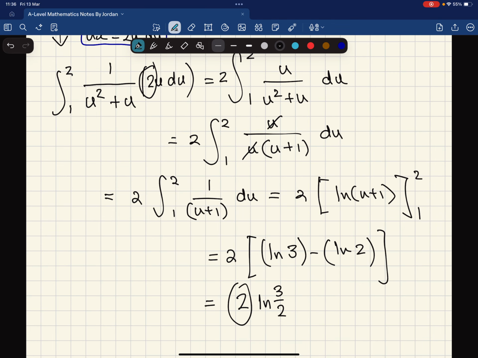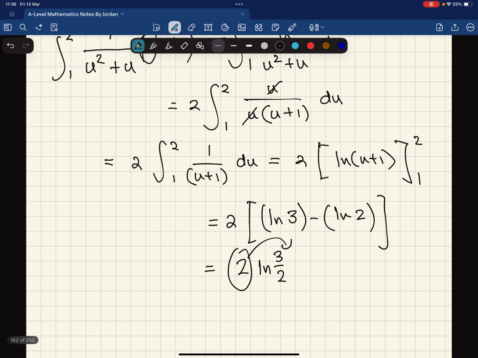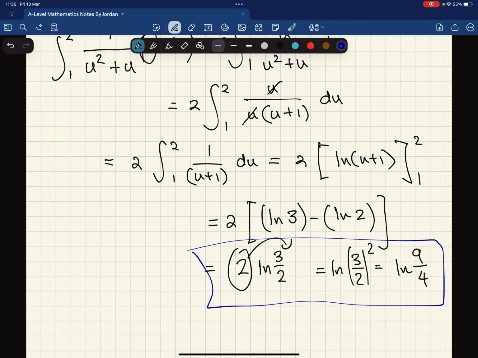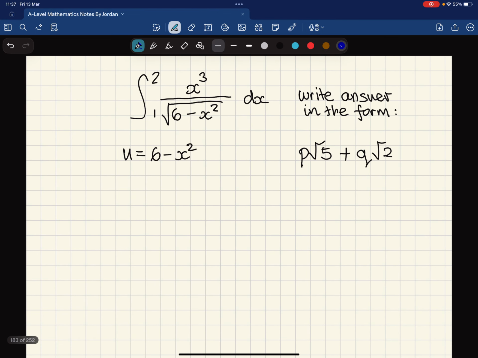You can also move that 2 to be a power, i.e. squared, so this will go to ln 3 over 2 squared, which is ln 9 over 4. Any of these answers here should be fine. I'm going to stick with that. Moving on to the next one.